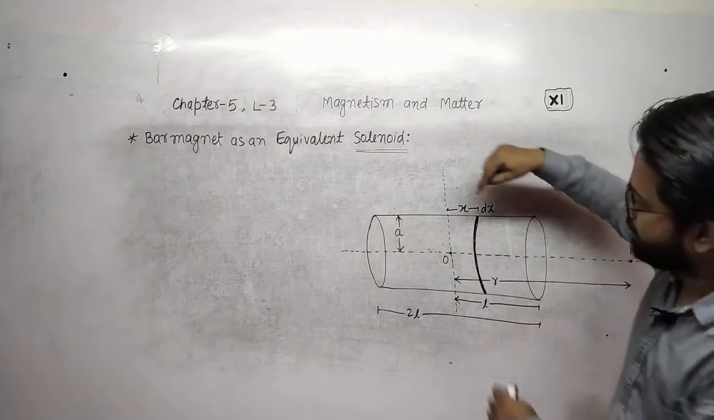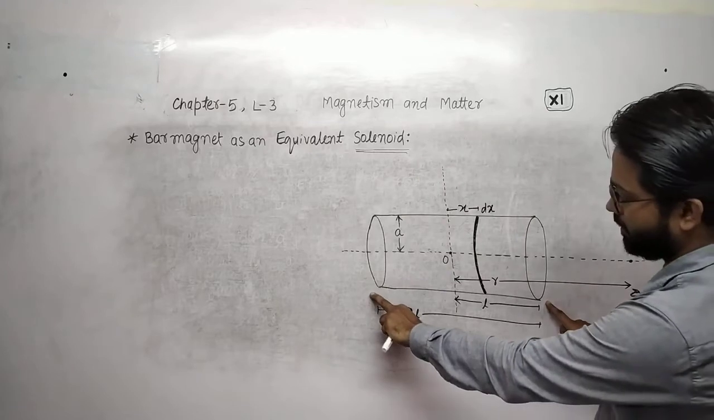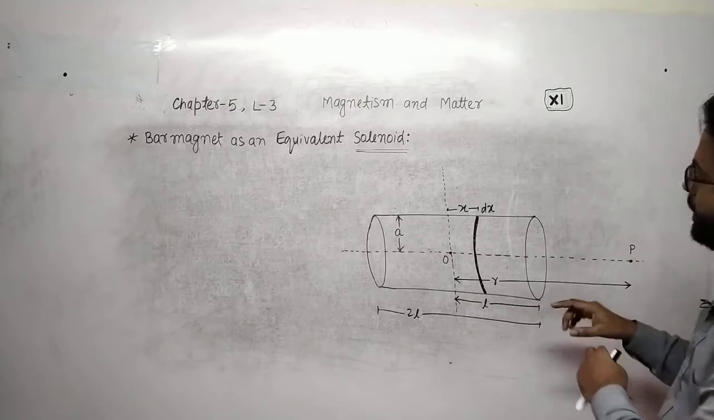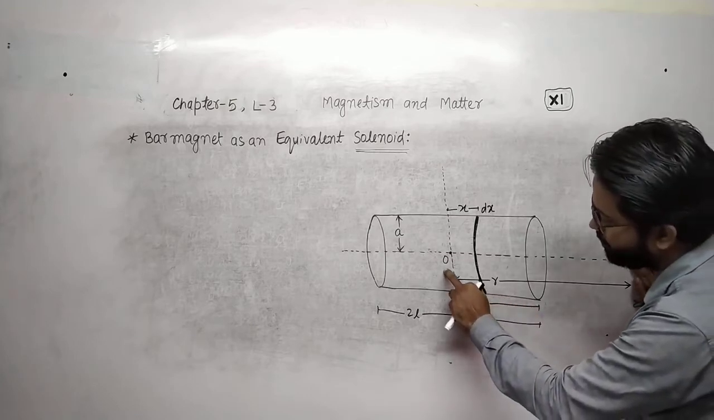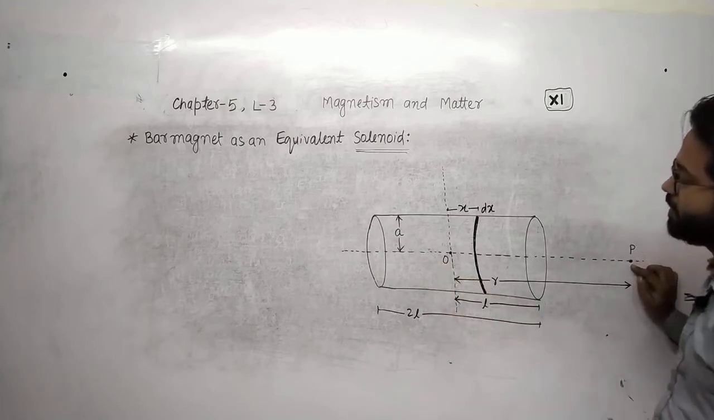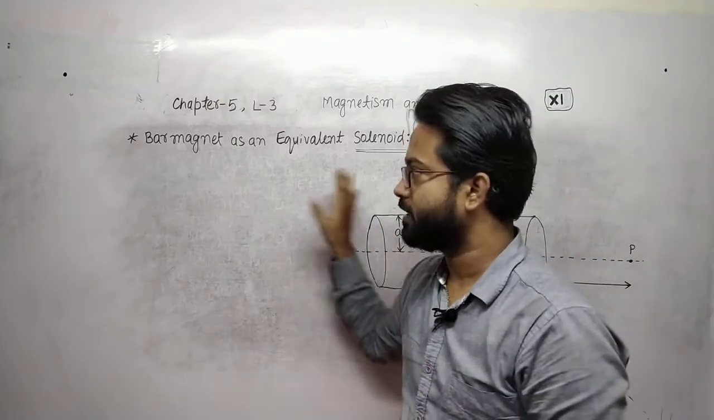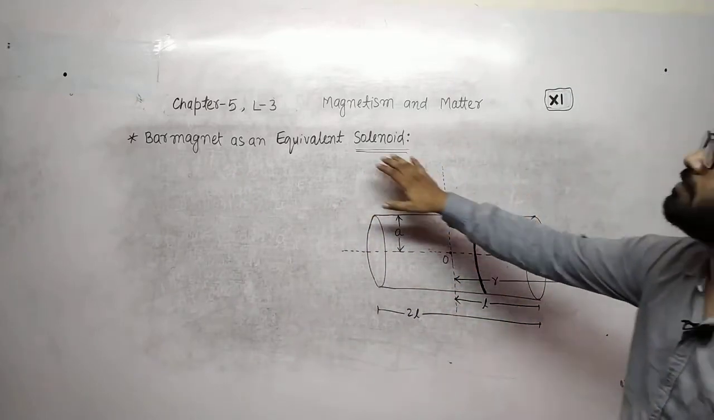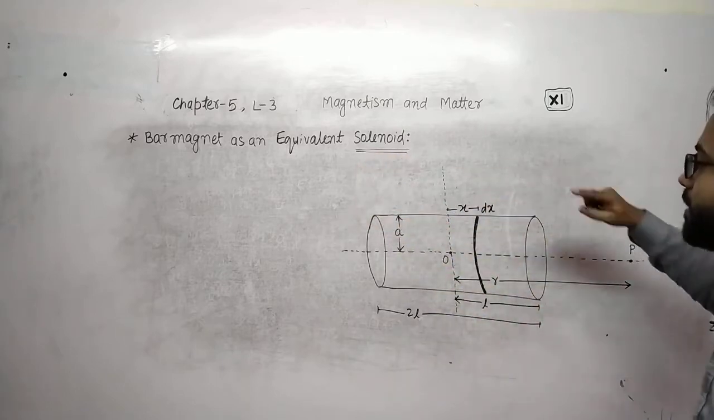This is cylindrical and the radius of that bar magnet is A and the total length is 2L, and from the origin it is L. We have to calculate the magnetic field at a point at distance R from the origin. Now consider this bar magnet. This is a bar magnet, not a solenoid, but consider this bar magnet as a solenoid, means the wire is wound on the bar magnet.